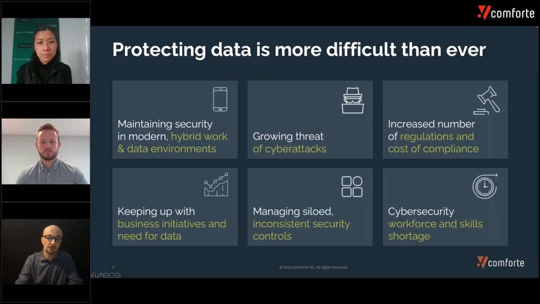And protecting data seems to be, of course, more important, but also more difficult than ever before, because security teams, as also Heidi mentioned, need to tackle many challenges simultaneously.